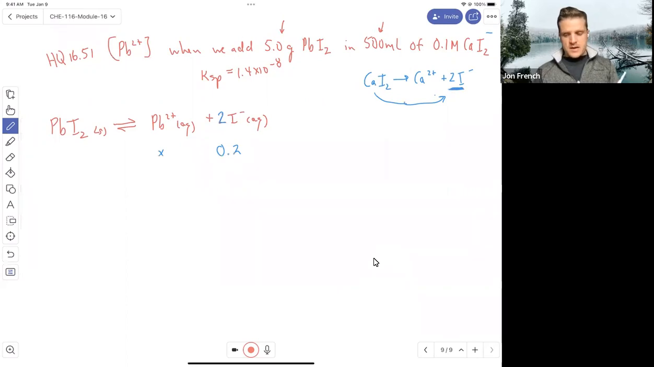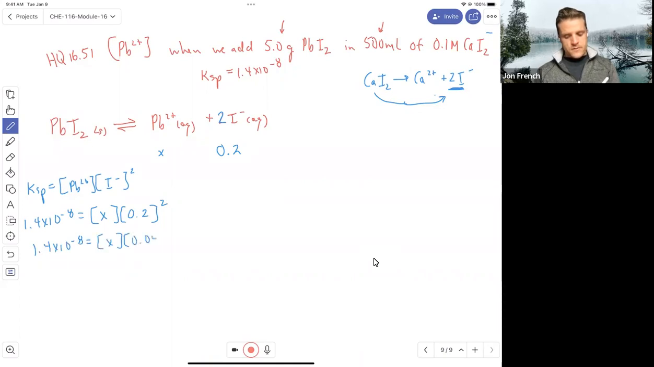So now I can set up my Ksp, right? Ksp equals the concentration of lead times the concentration of iodine squared. Ksp is 1.4 times 10 to the minus 8. Lead is my unknown. I don't know that. And iodine is 0.2 squared. So 1.4 times 10 to the minus 8 equals X times 0.04. Divide both sides by 0.04.